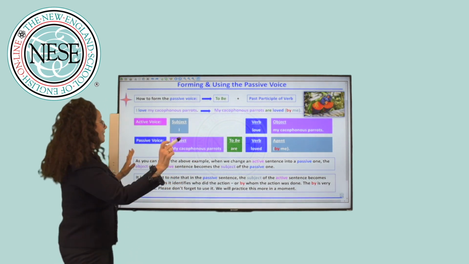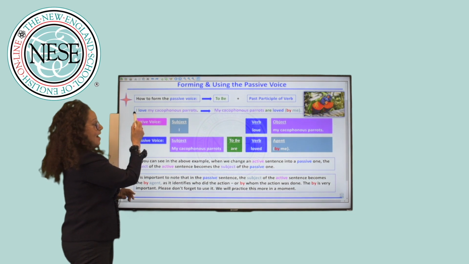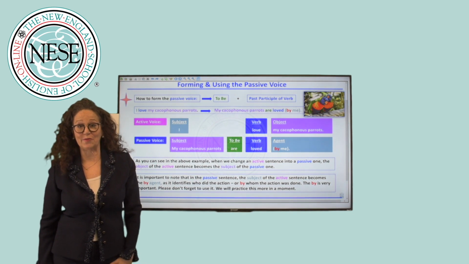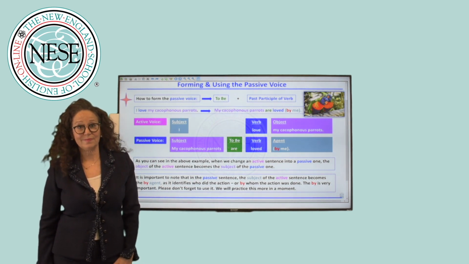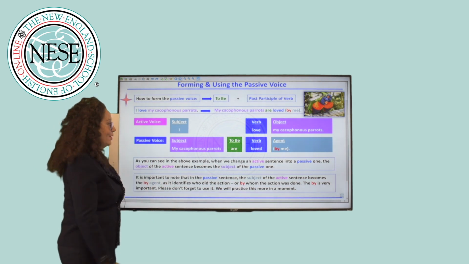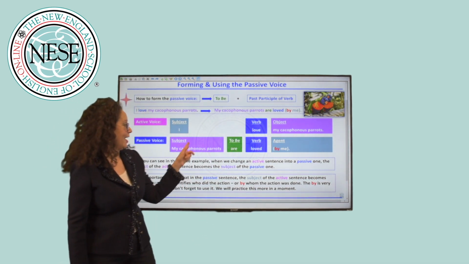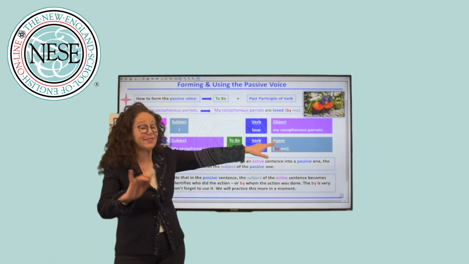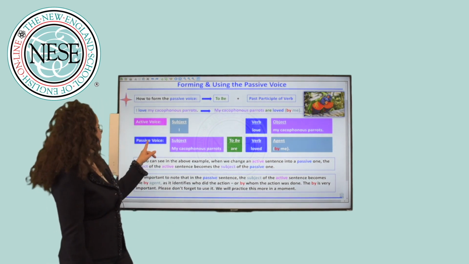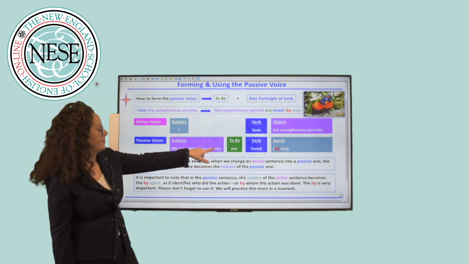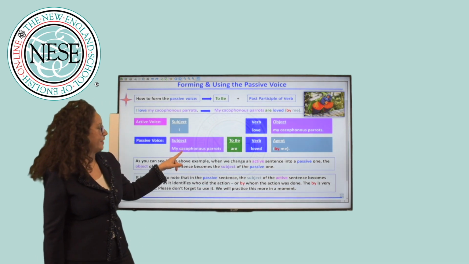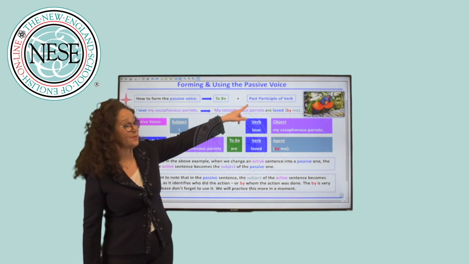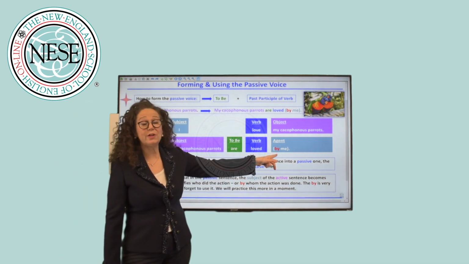Let's look how we made it. In the active voice, the subject is I, the verb is love, and the object is my cacophonous parrots. In the passive, we take the object and make it the subject, and we take the subject and make it the agent. So, my cacophonous parrots, that's the object. They become the subject. Are, there's the verb to be. Loved, the past participle. And this is the agent, and we use by.